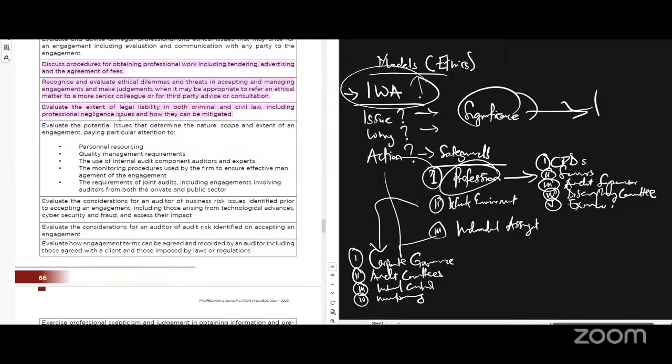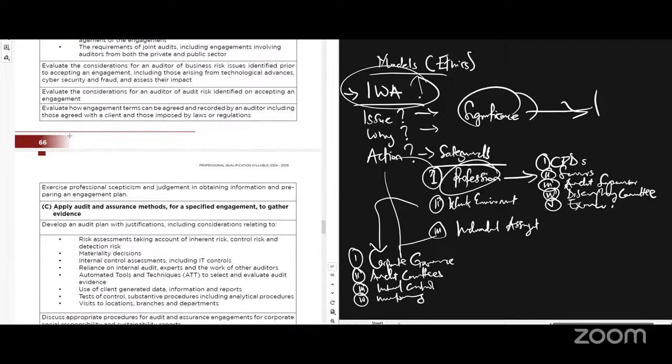Then evaluate the potential issues that determine the nature, scope, and extent of an engagement, paying attention to what? Personnel sourcing, quality management, the use of internal audit components, monitoring procedures used to ensure effective management, requirements of joint audit, including engagement involving auditors from both private and public sector. So all this has to do with quality control. I told you quality control, you cannot ignore it. Every time, it should be in your mind that every audit requires quality. So you prepare for quality. Is that okay?